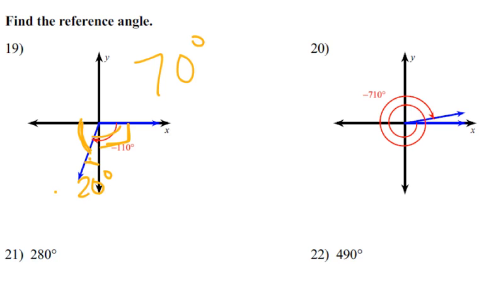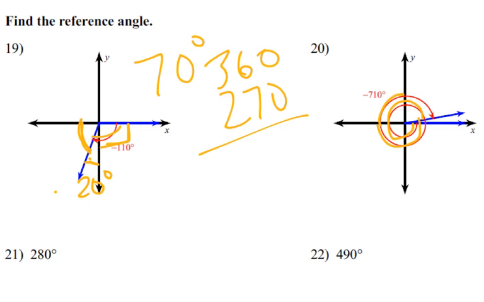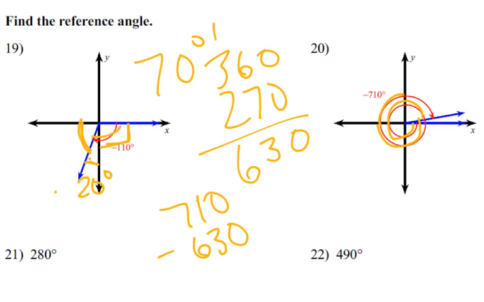Okay. On 20, they go to negative 720. And the way you're really looking at it is we need to figure out where we get to for that 90, right? So around once is 360. And around 3/4 is 270. So 360 and 270 gives us 630. So 710 minus 630 gives us how many left over? So that would be 80. So if this is 80 degrees, that angle right there would be 10 degrees.